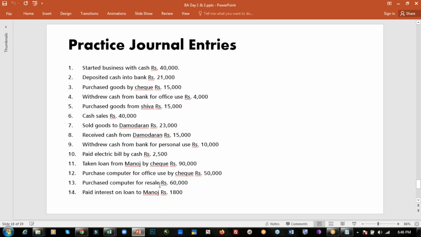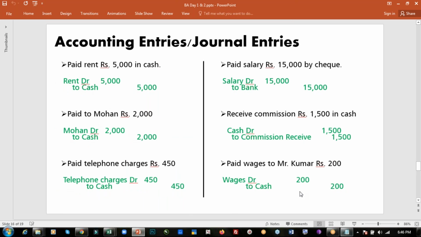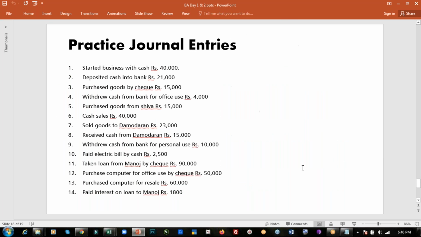We have discussed this point earlier as well in this transaction. Let me show you this one: paid wages to Mr. Kumar. This is the same, a similar transaction you can say. I have told you that if a person name and an expense are both given, we will record only the expense. And the payment method is not given here, so we will treat this as cash.